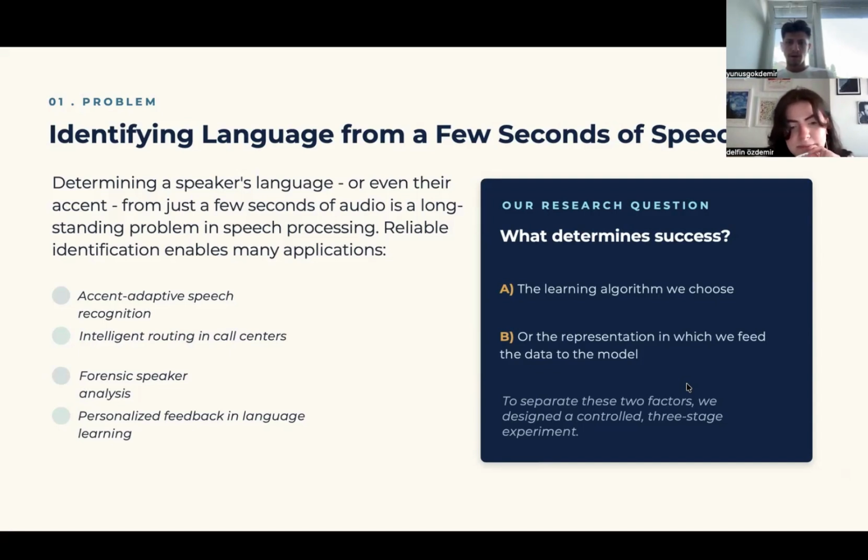If you just swap a simple model for a fancy deep learning model, and it does better, you can't tell why it did better. Was it the model, or was it that the new model happened to use the data differently? To untangle them cleanly, we built a controlled three-stage experiment where we change only one thing at a time. I'll come back to the idea because it's central to everything.